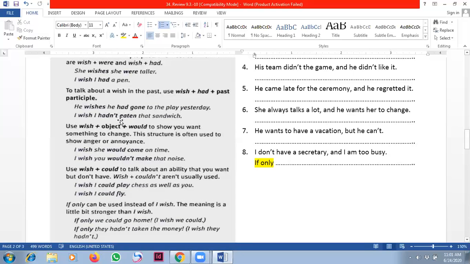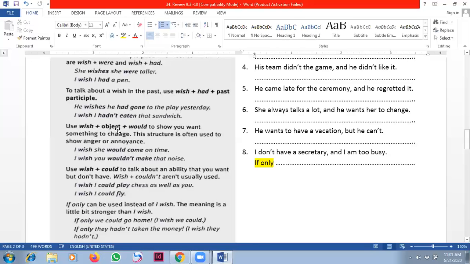I wish I hadn't eaten that sandwich. So the reality is in the past. I ate that sandwich and I had a stomach ache. So I wish I hadn't eaten that sandwich. All right, so this one is contrary to present fact. This is contrary to past fact.